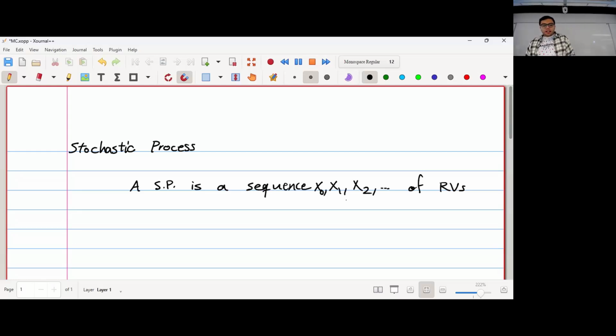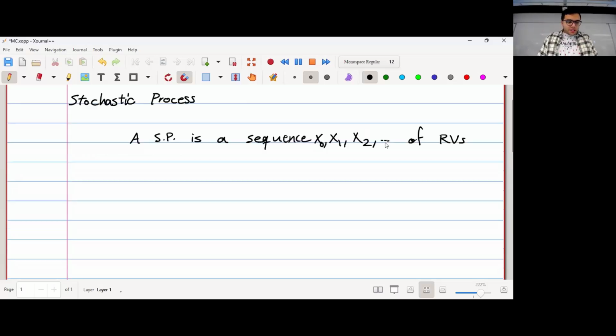Okay. But we're interested in a particular type of stochastic process. And this is what we call a Markov chain or a Markov process. Actually, I really prefer the word Markov chain because there is something else in the literature called a Markov decision process, which is a completely different thing. So let's just stick with Markov chain.